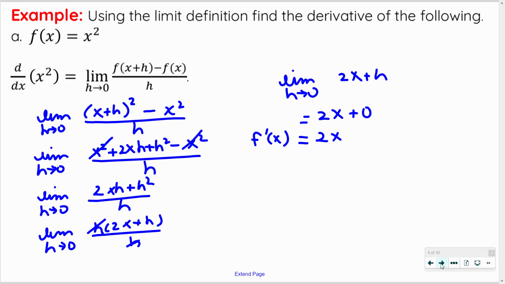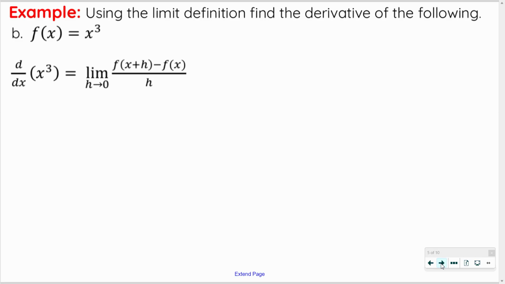Okay, now I'm going to put that aside for now. I'm going to do one more, and then we're going to kind of put it all together. So let's do a cubic function. Looking at this, if I want to find the derivative using tangent definition number 2, I'm going to look at the limit as h approaches 0 of x plus h cubed minus f of x.